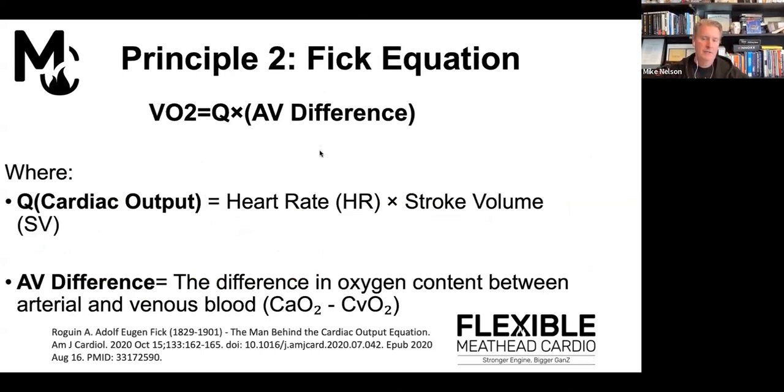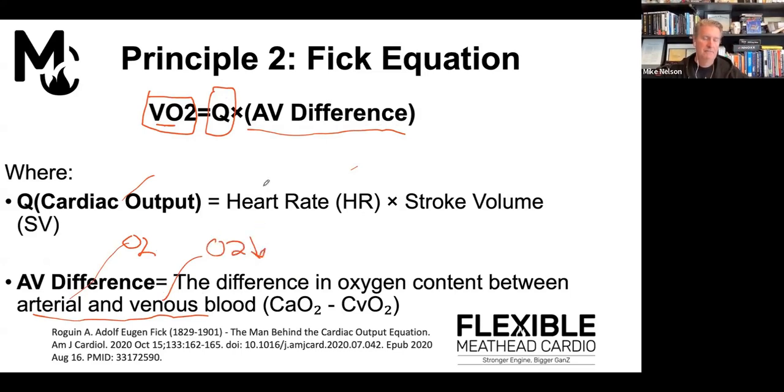Review item number 2, the Fick equation, or what's called the Fick principle. This is literally our equation for VO2, volume of oxygen we can run through the system. So we've got our cardiac output, which we just talked about, times our AV difference. So we have cardiac output, literally how much is going through, heart rate times stroke volume. AV difference is just simply the difference in oxygen content between arterial and venous blood. Arterial is going to be the oxygen-rich blood. We're going to pull oxygen out of it, and it's going to return back to the heart as venous return, which has less oxygen.